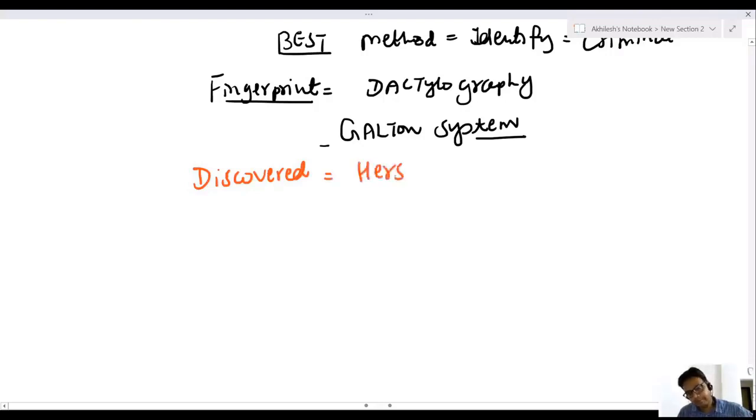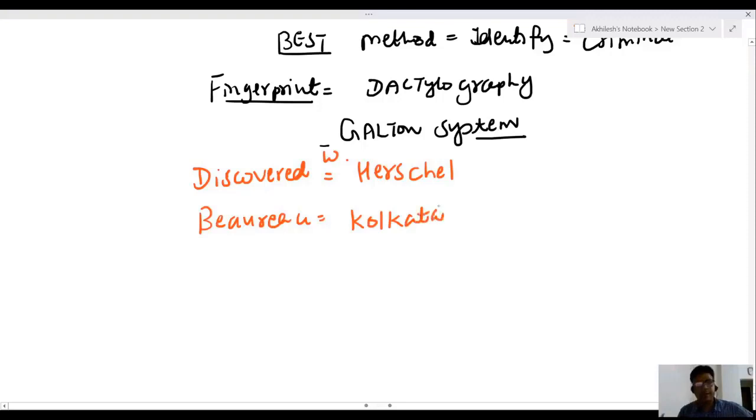Discovered by William Herschel. You can remember Herschel or William Herschel. In India, the first fingerprint bureau was established in Kolkata.